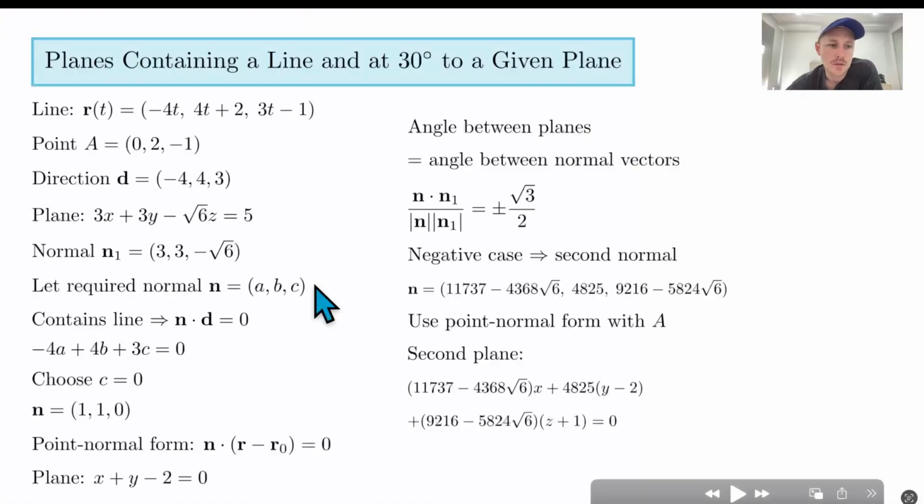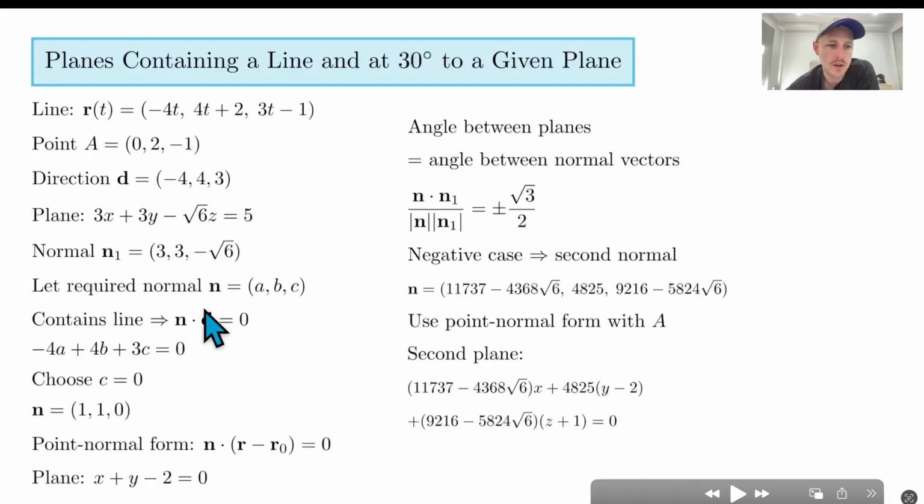So if we come over here and step through it, basically what we need to do is find the normal of the original plane. So again, a bit of in-depth vector knowledge here, but the normal to this plane, you just take the coefficients of each part and that gives you a vector pointing in the direction that the plane is facing. So you get the vector (3, 3, negative the square root of 6), I should say.